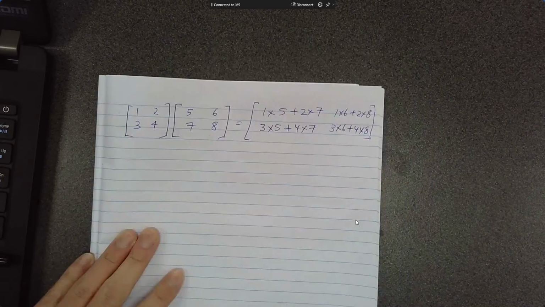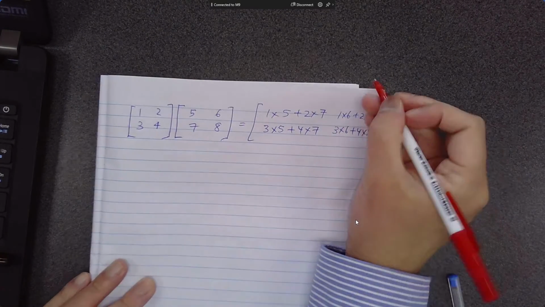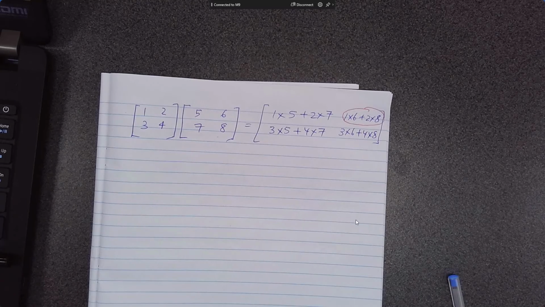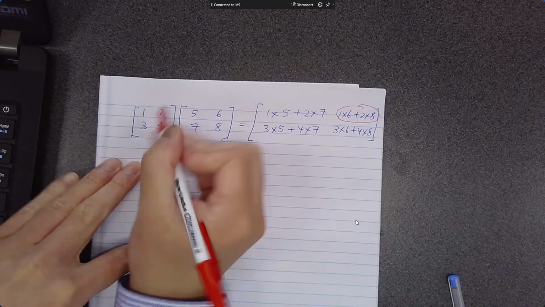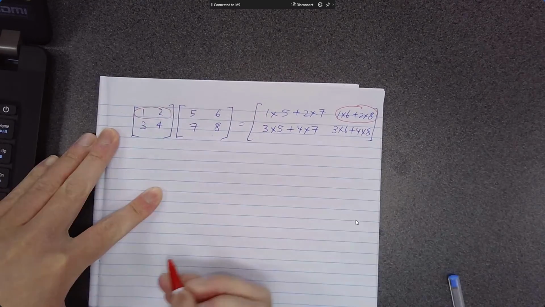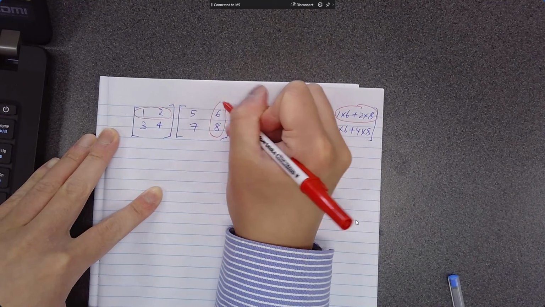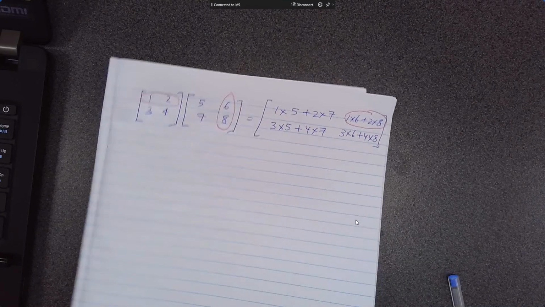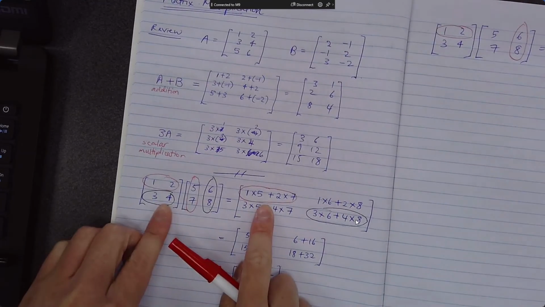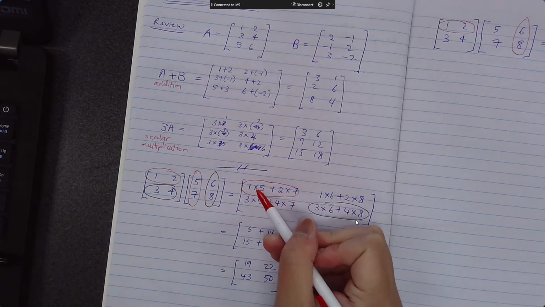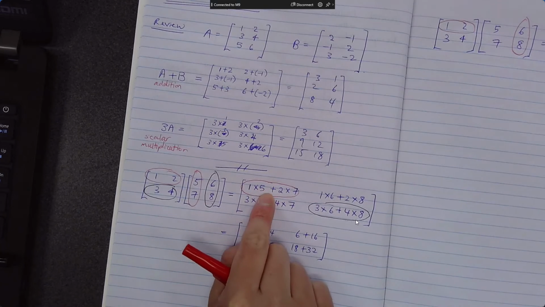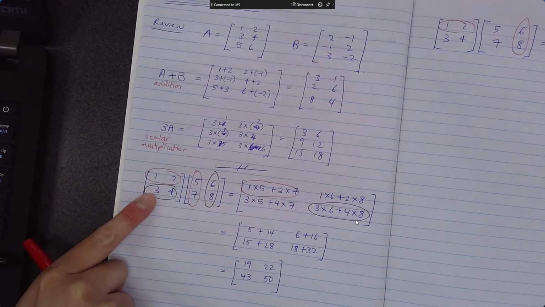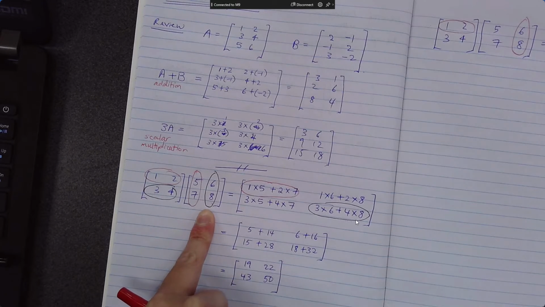Okay. So let's say I wanted the number in row 1, column 2. I would use row 1 in the first matrix and column 2 in the second matrix. So the other one we use row 1. Right? So basically, if you want row I, column J in your answer, use row I in the first matrix and column J in the second matrix.